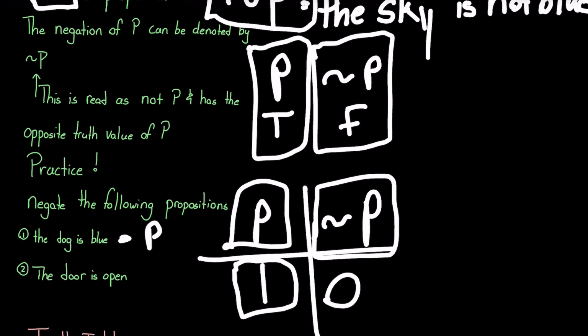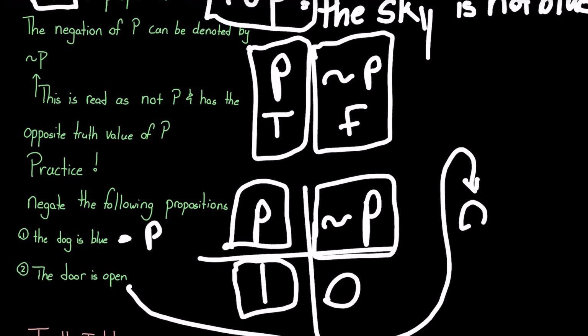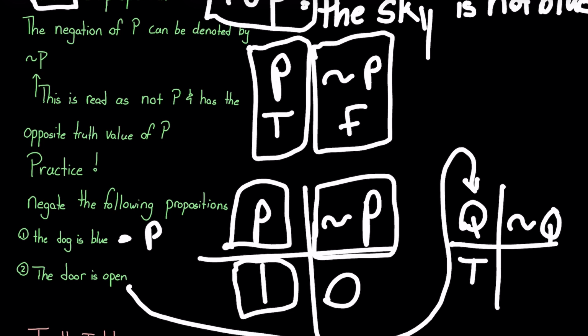And if it is that the door is open, we could let this be equal to Q. The negation of "the door is open" is "the door is not open", denoted by not Q. So that means if Q has a value of true, then not Q is going to be the opposite, which is false. And if Q had a value of false, then not Q is going to have a value of true, because they're just opposites. So it's not going to be the same, it's going to be the opposite of whatever the first one is.